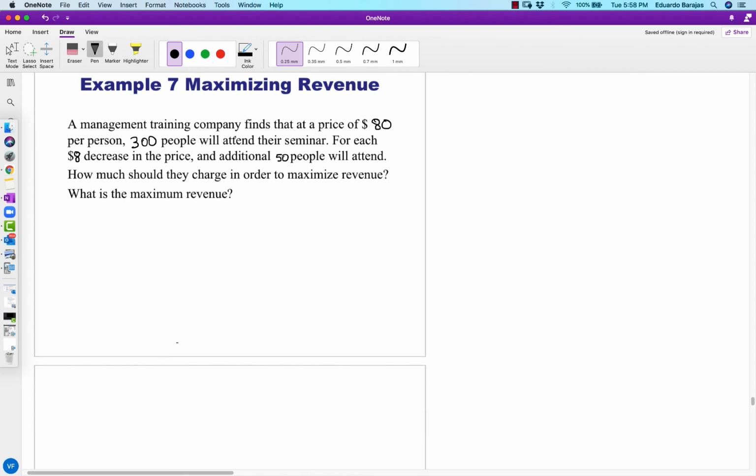Okay, so we have a particularly established relationship between price and demand. So when the price equals $80, we see that that translates into a demand, D, of 300 people. And then we see that there is a relationship established by these multiples of 8. For each $8 decrease in price, an additional 50 people will attend. So we need a variable to represent the multiples of 8. It doesn't matter what letter you use. How about A? Let A equal the number of $8 decreases in price.